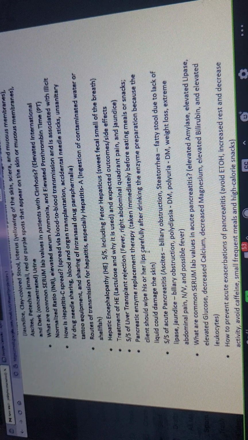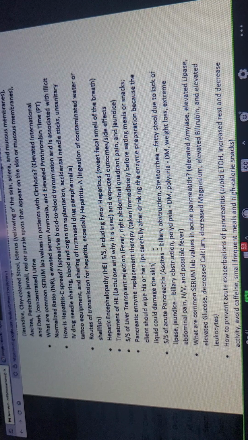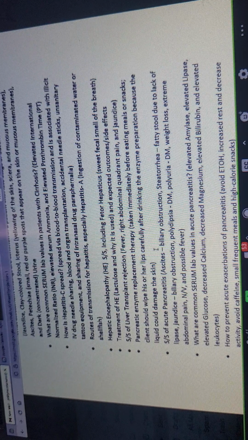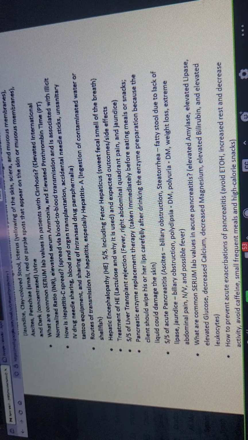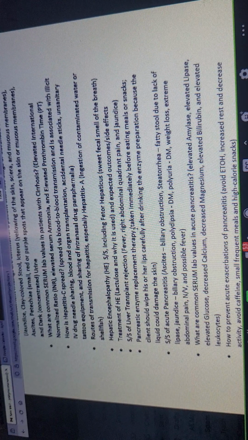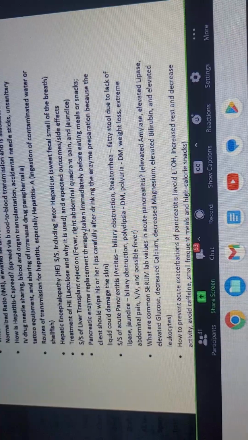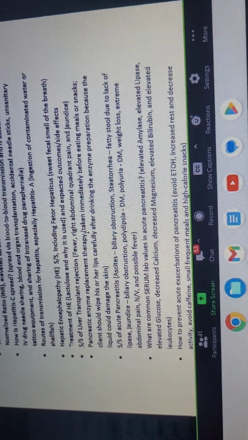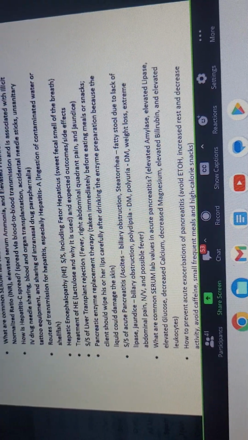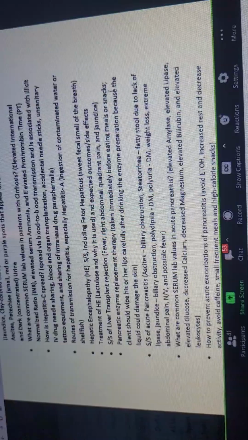For pancreatic enzymes, so the pancreas is partially removed, or you have chronic pancreatitis, you're going to need enzyme replacement therapy. Just like if you were to have a problem with your thyroid, as an example, you're going to have to take supplements, right? So in pancreatic enzyme replacement, you have to take them immediately before eating any meal or snack.